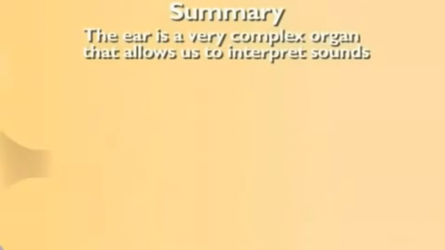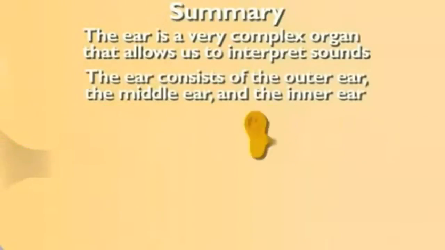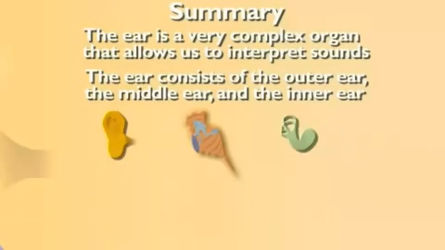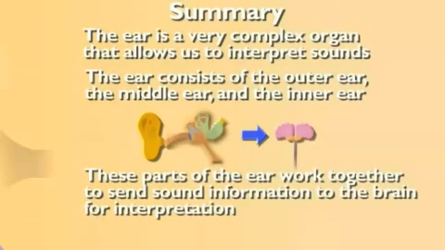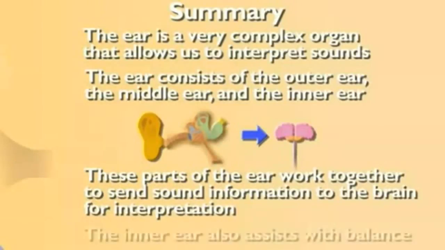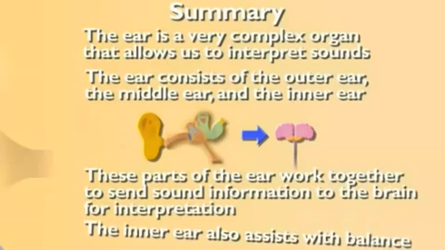The ears are pretty complex organs, and they help us interpret sound. You can only see the outer ear, but there's a middle and inner part of the ear too. And all 3 parts work together to send sound info to the brain for interpretation. Not only do your ears affect your hearing, but your inner ear helps you keep your balance too.